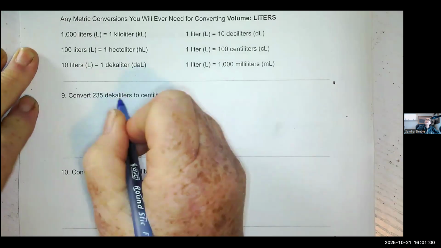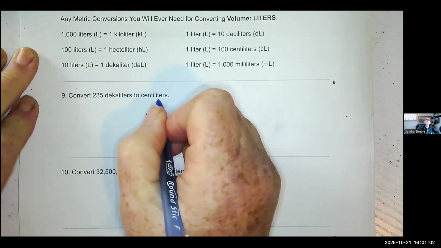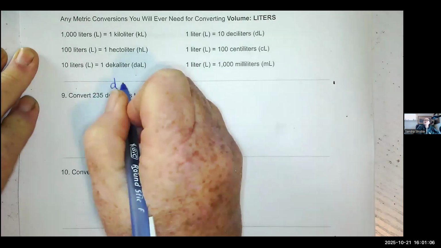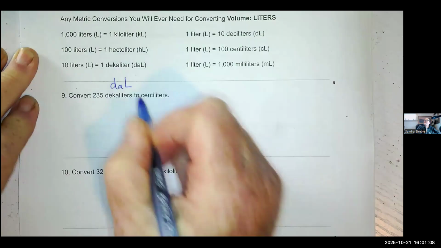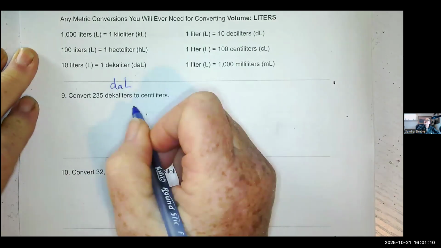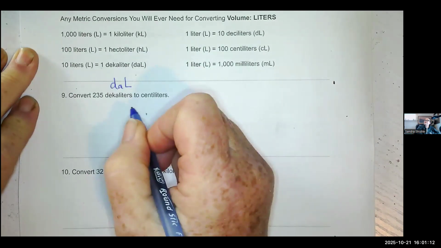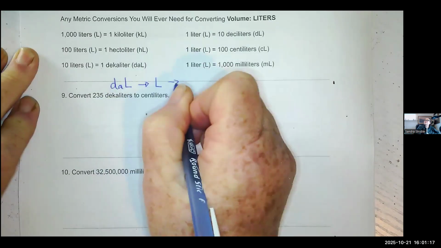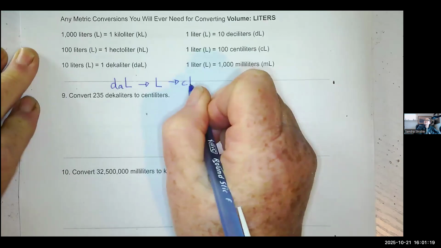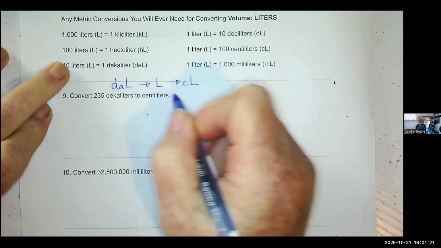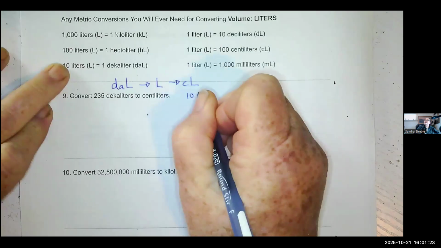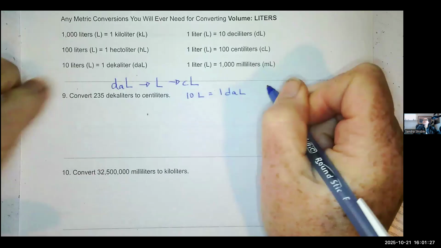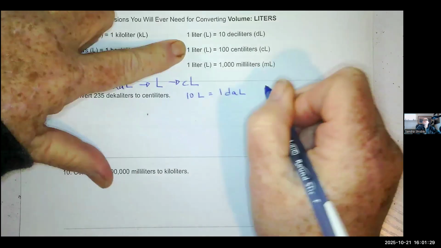All right, well, I know if I start with deciliters, D-A-L, and the L can be large or small. It doesn't matter. It used to, but not anymore. We're going to have to get that to our base unit of liters, and then we're going to get it all the way to where we want it, centiliters. So I'm going to use 10 liters is 1 deciliter. And I'm going to use the centiliters. 1 liter is equal to 100 centiliters.